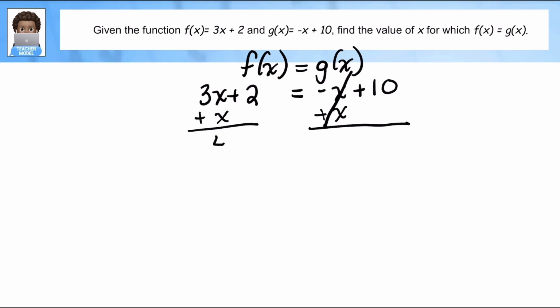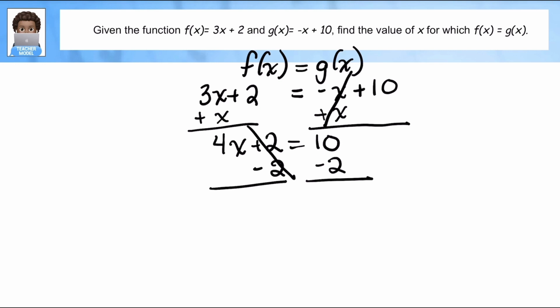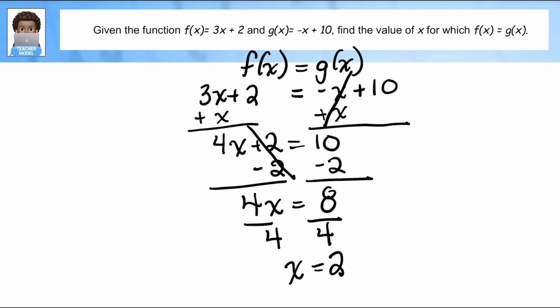This is a zero pair. We have 4x plus 2 is equal to 10. We're going to subtract 2 on both sides, again because we only want x's on one end. So 4x is equal to 8. And then we use our inverse operation, division, to isolate x, so x is equal to 2. And that's it. There's our answer. Both will be equal when x equals 2.